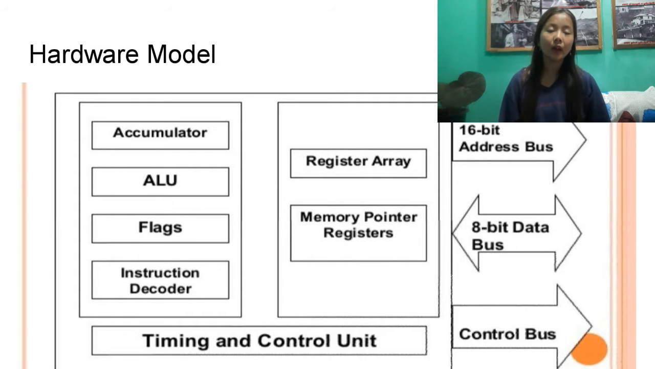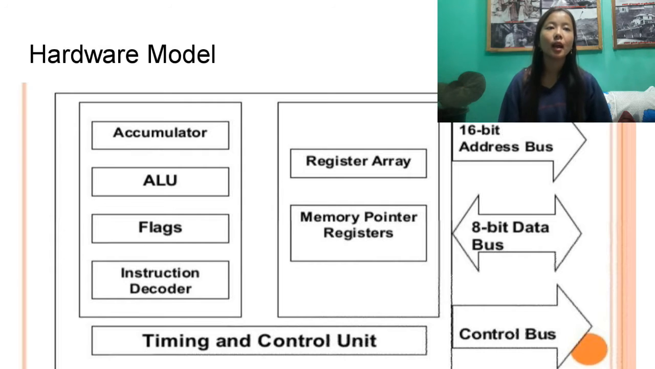The first thing we find here is the accumulator. The accumulator is nothing but an 8-bit register, which stores temporary data and results. ALU stands for Arithmetic Logic Unit, which means every arithmetic and logic operation that we need to perform in the microprocessor is performed by the ALU.